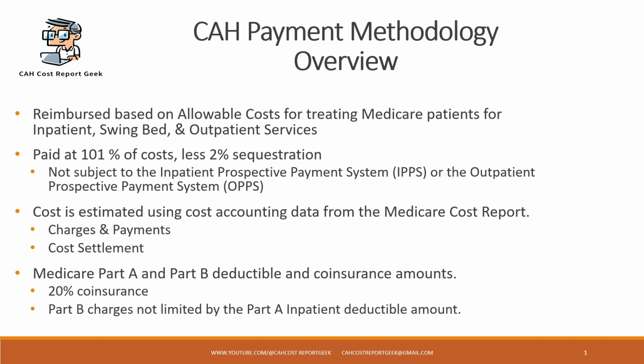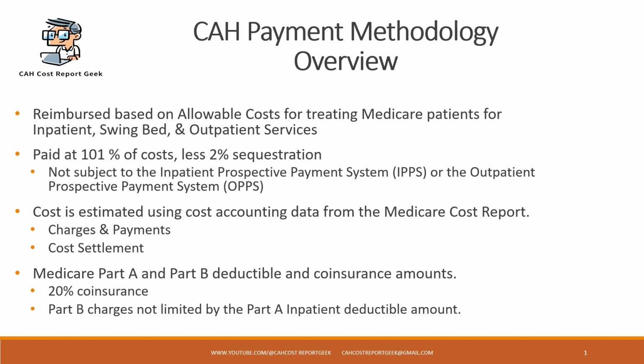Let's start with an overview of the CAH payment methodology. CAHs are reimbursed based on allowable costs for treating Medicare patients for inpatient, swing bed, and outpatient services and are paid at 101% of costs less 2% sequestration. It's important to note here that this system is fundamentally different than hospitals reimbursed under the prospective payment system. To be clear, CAHs are not subject to the inpatient prospective payment system or the outpatient prospective payment system.